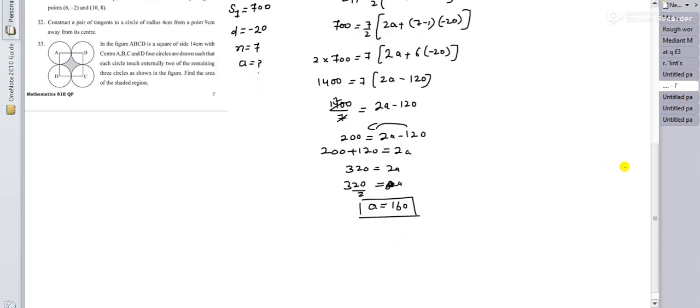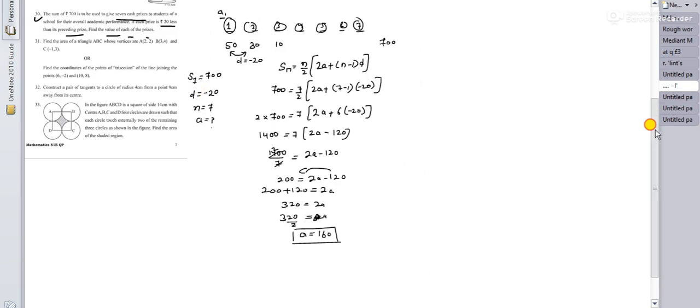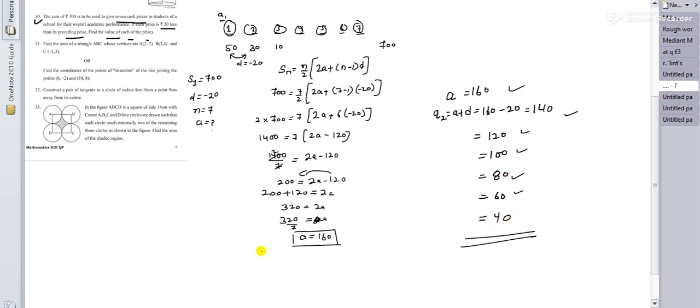So you got the first value as 160. So what will be the second? Just a plus d. a is 160, so the next value a2 will be a plus d. Just keep on adding d, but here d is minus. So 160 minus 20, how much is that? Yes, it is 140. Next will be 120. Next will be 100. Next will be 80, and the next will be 60. Right? 1, 2, 3, 4, 5, 6, and next is 40.